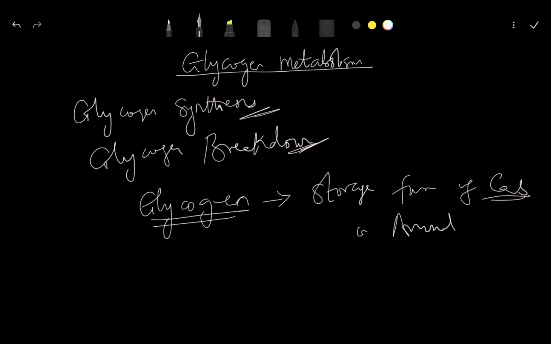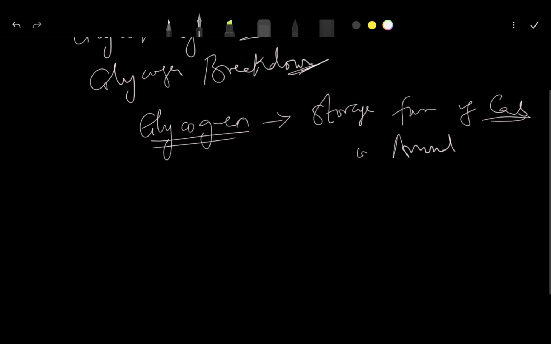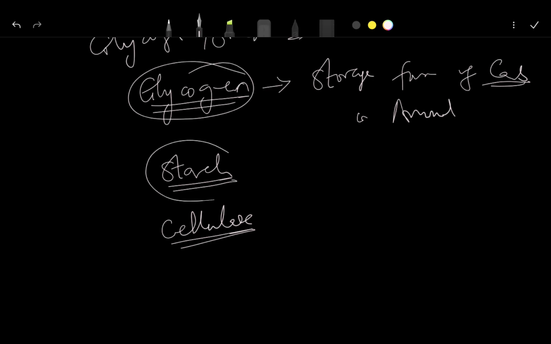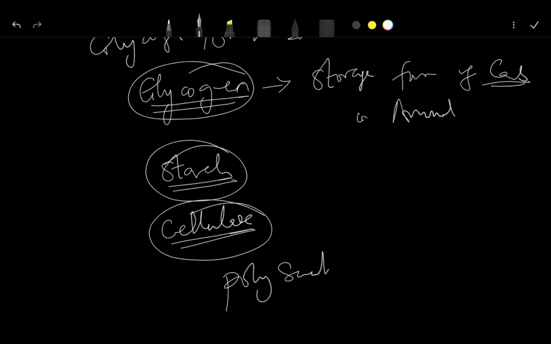Now, what about the storage form of carbohydrate in plants? It is starch. Then, what is cellulose? Cellulose is just a structural component of the cell wall of plants. Okay, so glycogen, starch, and cellulose are all polysaccharides.